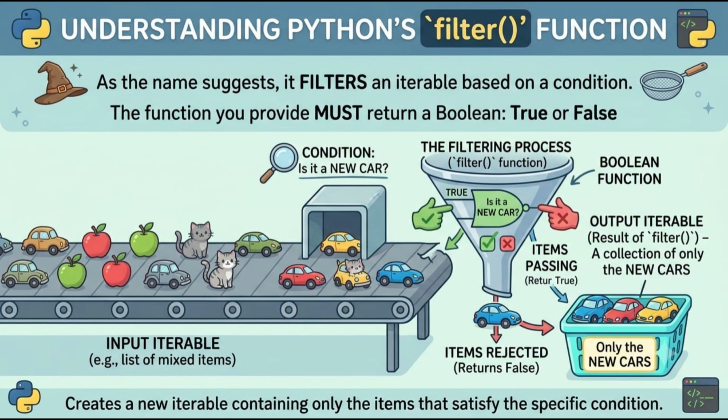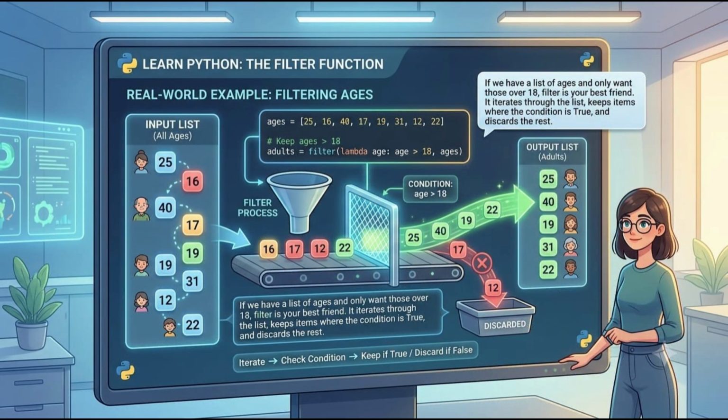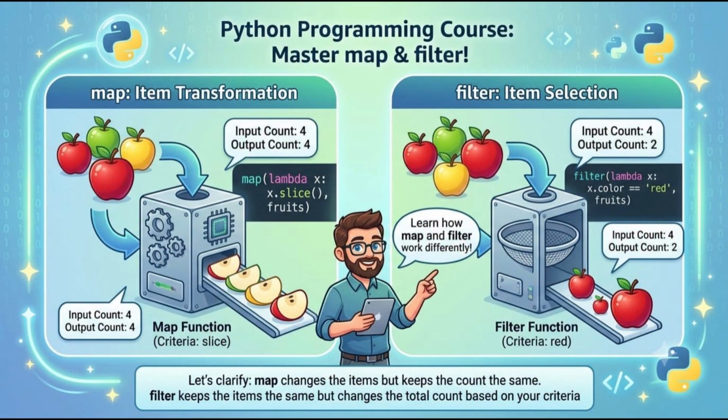Next up is filter. As the name suggests, it filters an iterable based on a condition. The function you provide must return a boolean, true or false. If we have a list of ages and only want those over 18, filter is your best friend. It iterates through the list, keeps items where the condition is true, and discards the rest. Let's clarify, map changes the items but keeps the count the same. Filter keeps the items the same but changes the total count based on your criteria.